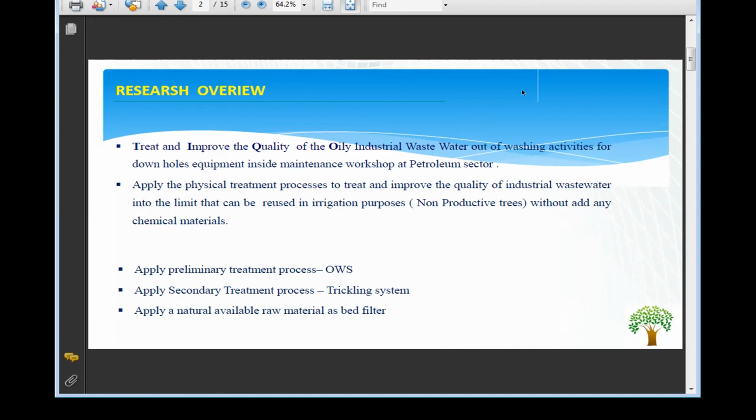To achieve our target in this research, we use 3 steps. The first step, we use oil water separators, the second, we use a trickling system, and the third one, we use agro fiber in our filter media. The advantage was using the treated wastewater for irrigation purposes for non-productive trees, which we need in the petroleum sector, especially around the lakes in the desert.